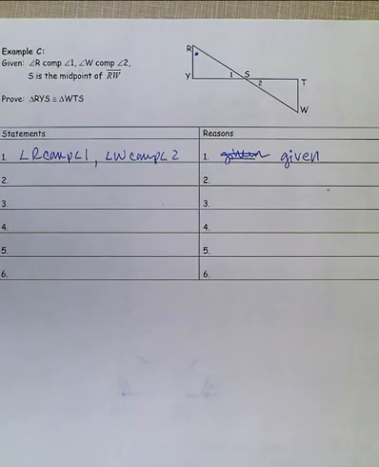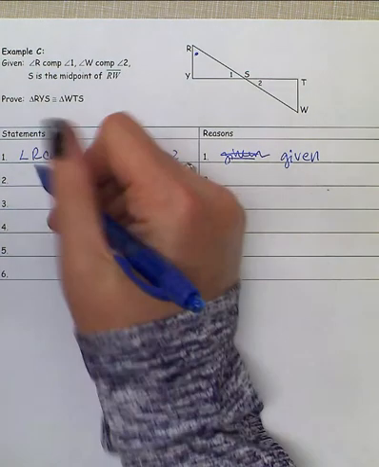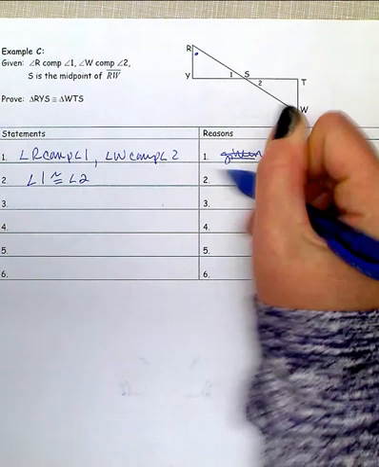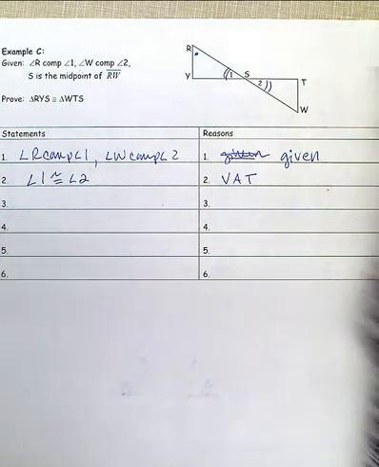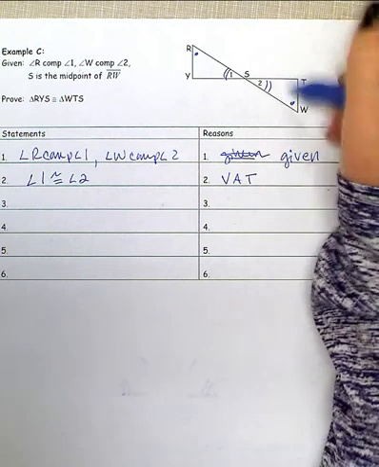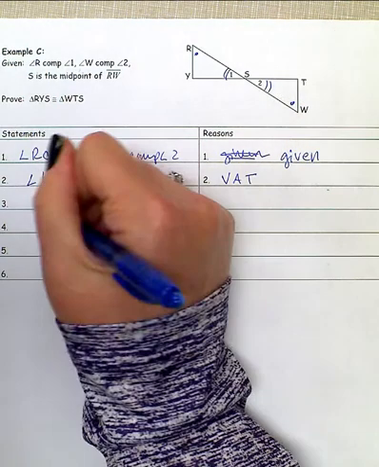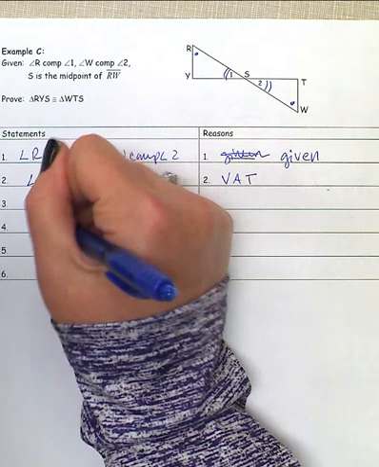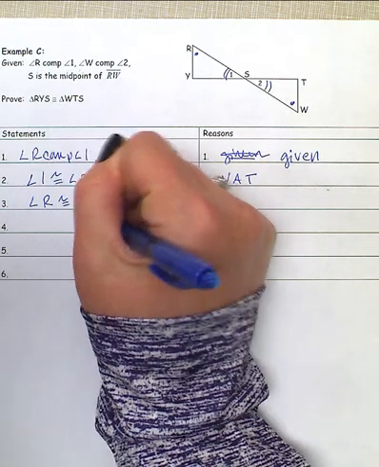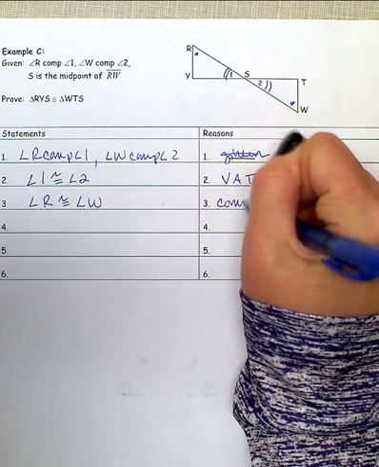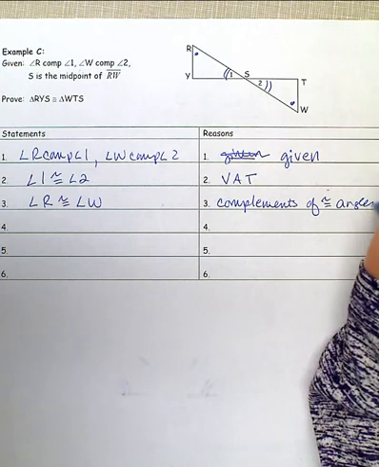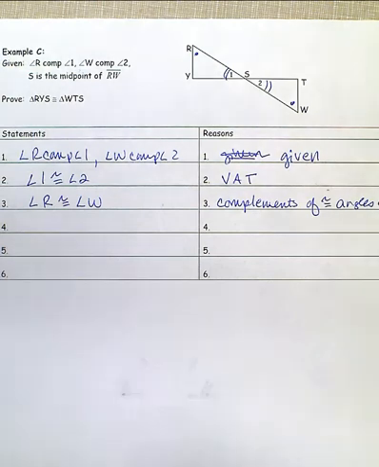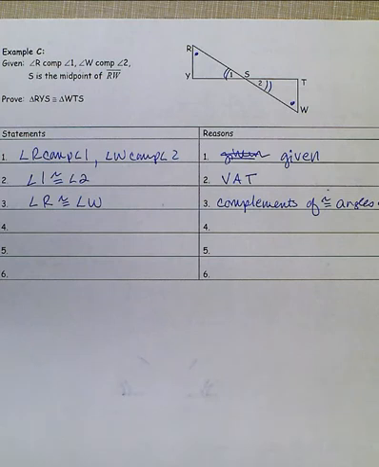Now hopefully you're thinking, angle 1 is congruent to angle 2 by the vertical angle theorem. So if these two are complementary and these guys are congruent, that tells me that angle R is congruent to angle W, because complements of congruent angles are congruent.